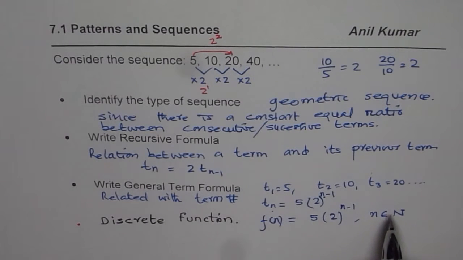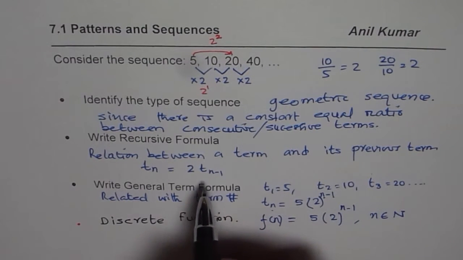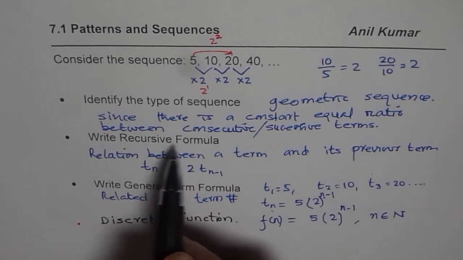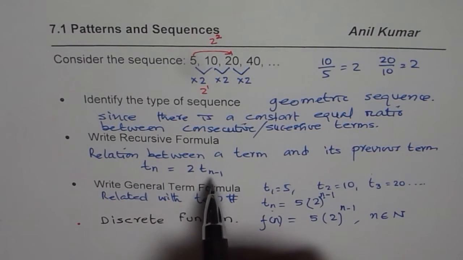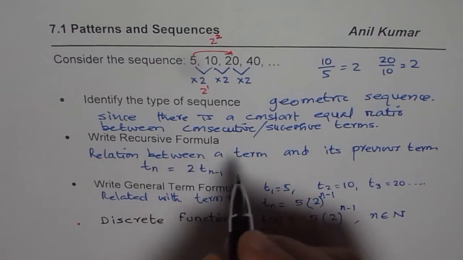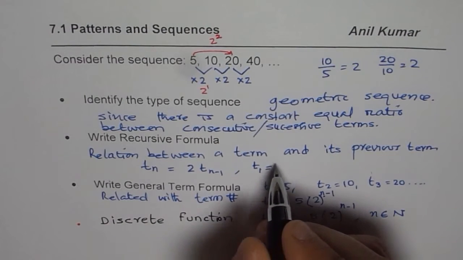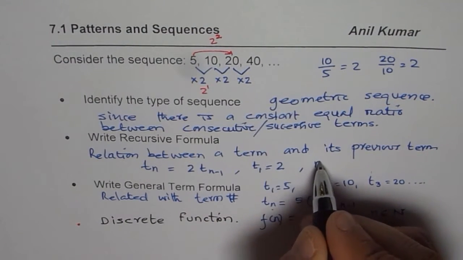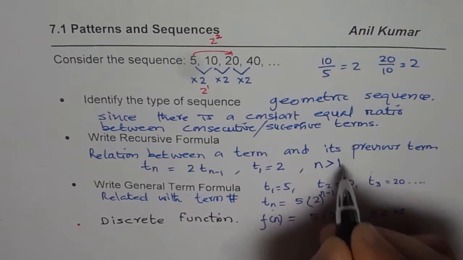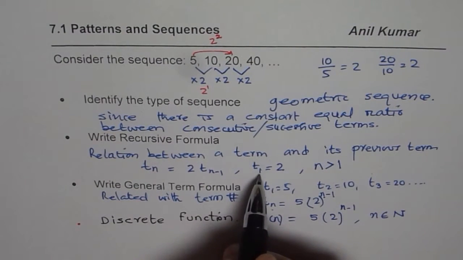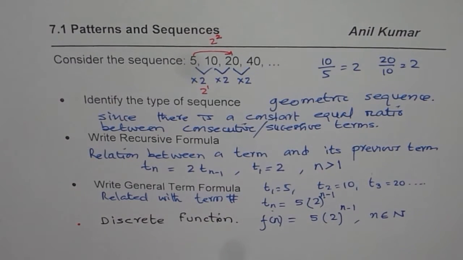Now in case of a recursive formula, I need to modify this, rather add a very important aspect which I forgot. Whenever you are defining recursive formula, you have to define the starting term. So we have to write here that the starting term is T1, which is equal to 5, right? And in this case n is greater than 1. So we can find all the n's which are greater than 1. N equals 1 is already given to us. So that is how we should write the recursive formula.